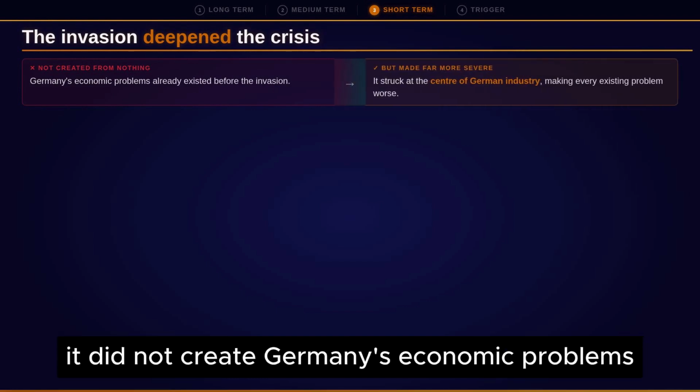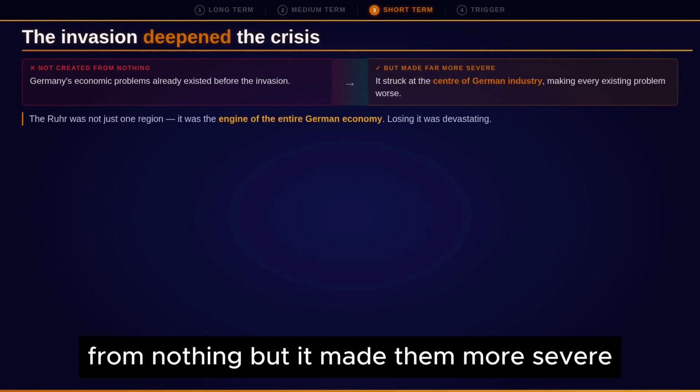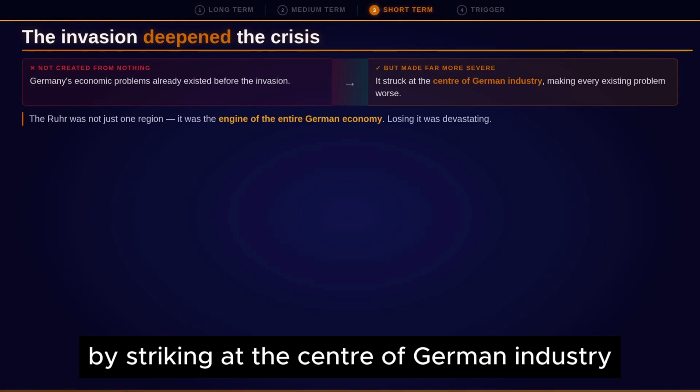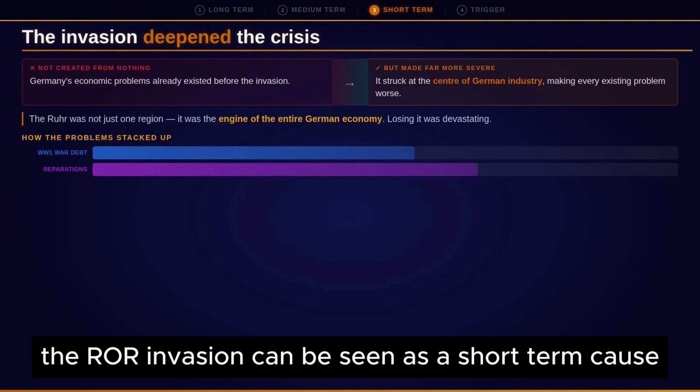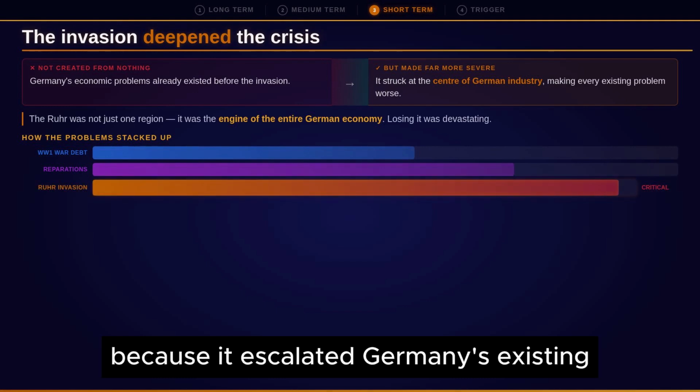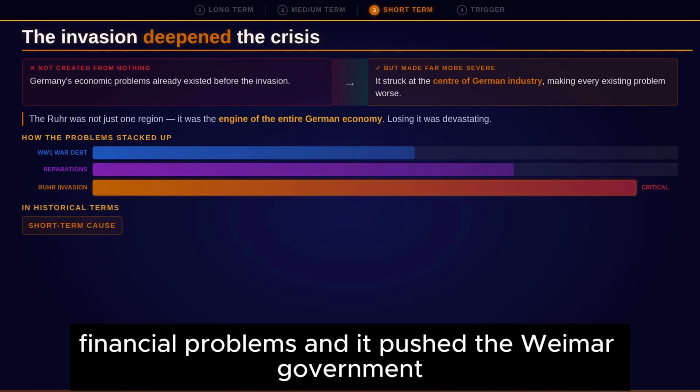It did not create Germany's economic problems from nothing, but it made them more severe by striking at the centre of German industry. In historical terms, the Ruhr invasion can be seen as a short-term cause because it escalated Germany's existing financial problems and it pushed the Weimar government into a more desperate situation.